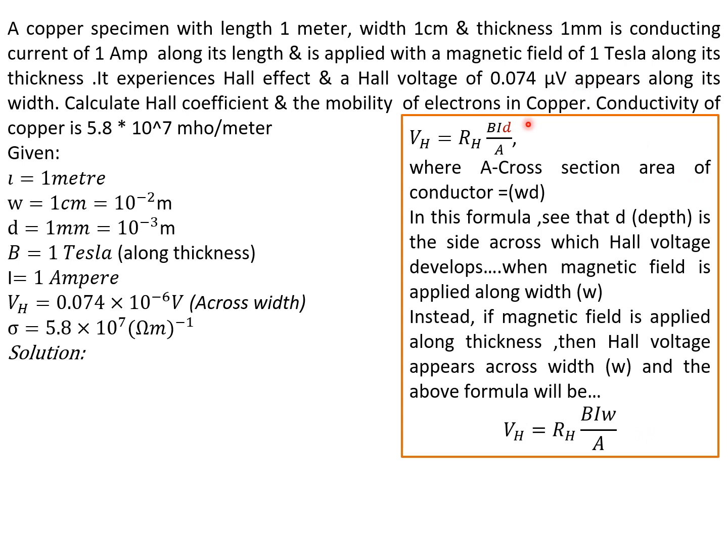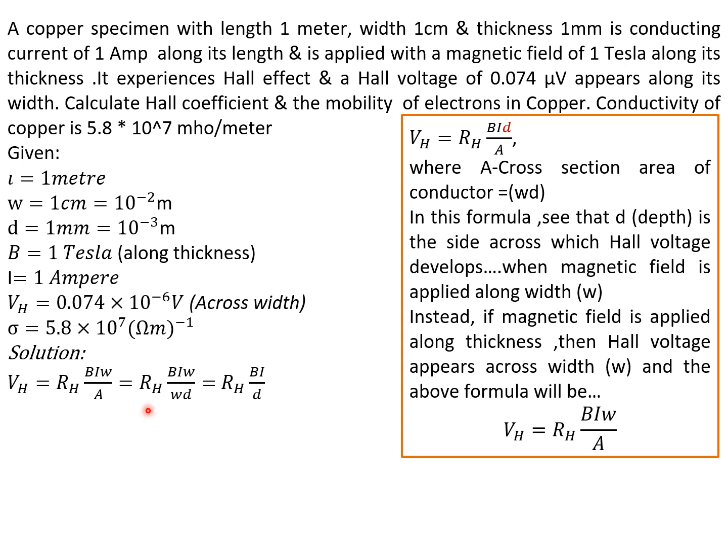Remember that this side, D or W, is the side across which Hall voltage develops. It can be D or it can be W. In this numerical, because Hall voltage develops across the width, what formula will we use? We will use VH is equal to RH into BIW upon A.